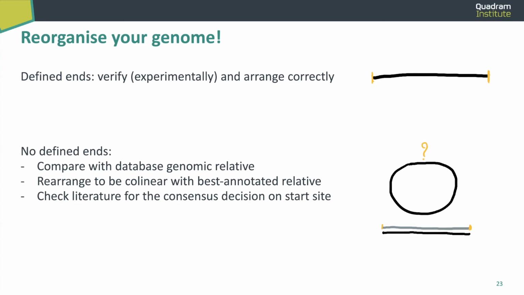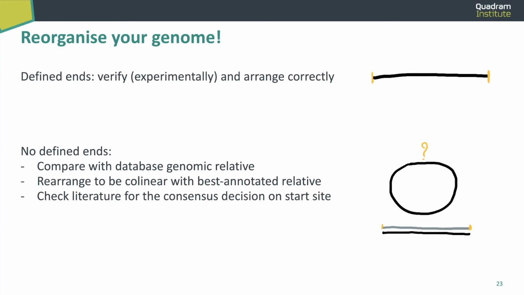If you have a circularly permuted genome, things are much more complicated because there's really no way of knowing where your genome should start and stop. So what you can do is compare your genome with a relative in the database. If it's well described there, you can just choose to do the same thing. So you can rearrange your genome to be collinear with the best annotated relative. Sometimes these decisions are described in literature from quite a while ago. Sometimes it's up to you to do this.